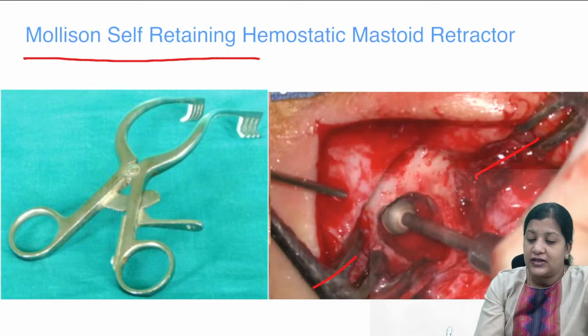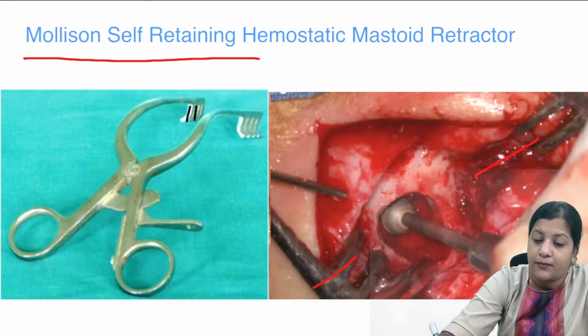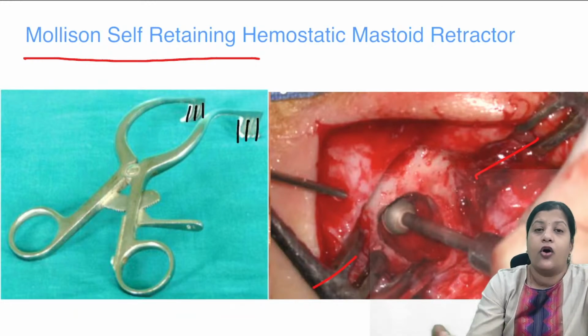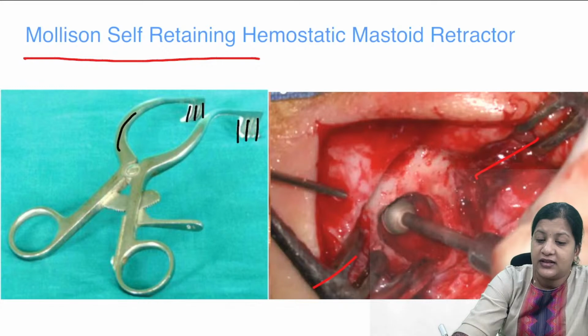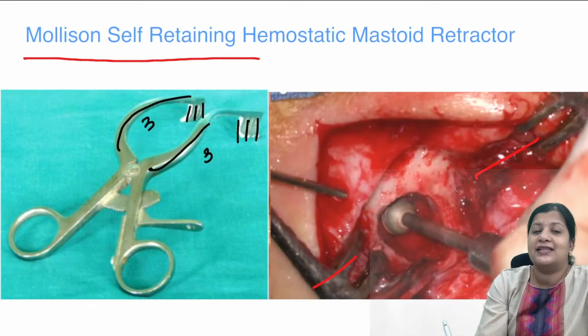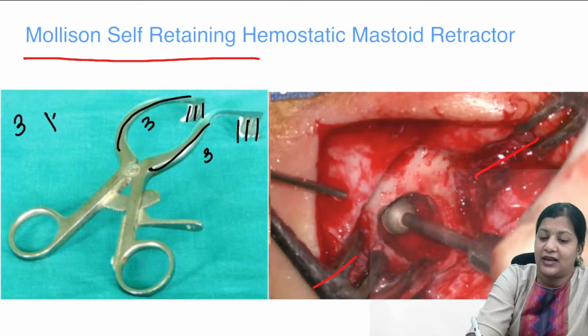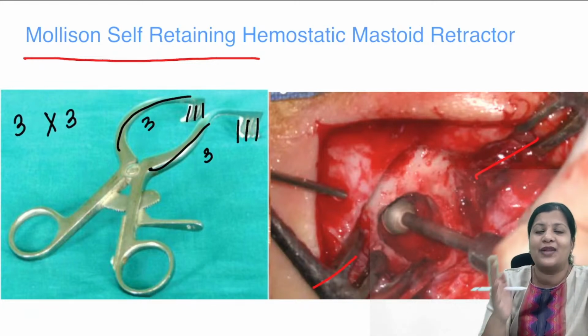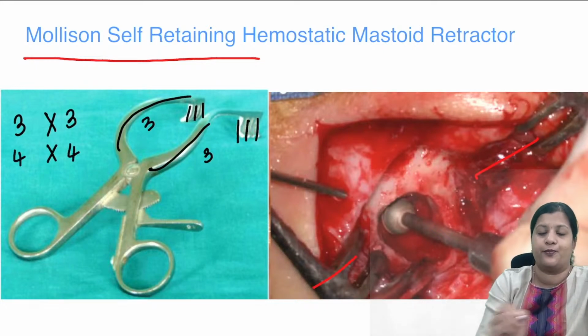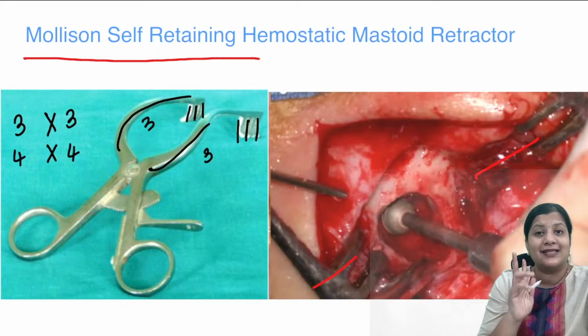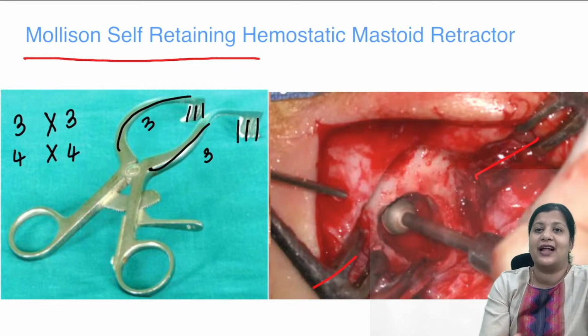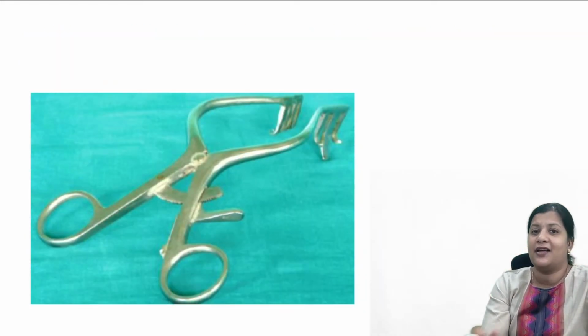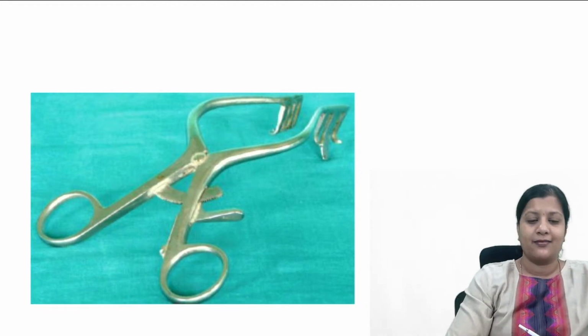If you see the instrument, it has got an equal number of prongs on the handle. On this handle we have 3 prongs, on this handle we have 3 prongs. So if I say 3 by 3, which means that on each arm there is an equal number of prongs, then it is Mollison's. It can be 4 by 4 also. So if the number of prongs are the same on both sides, then you will say that it is Mollison's self-retaining hemostatic mastoid retractor.